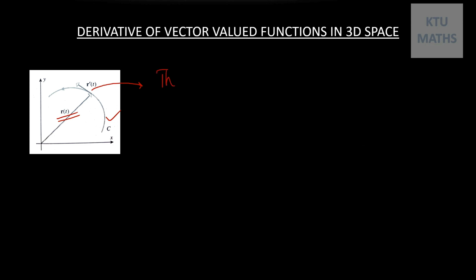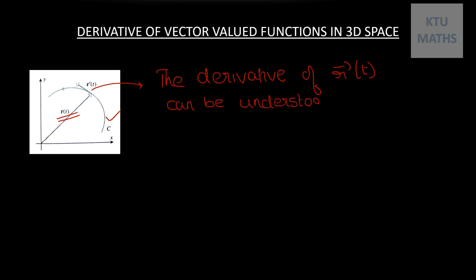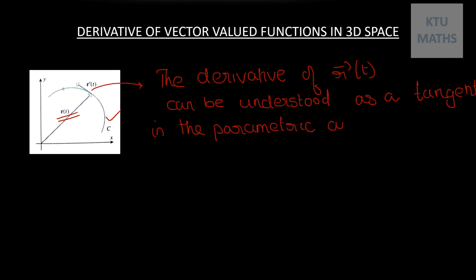The derivative of vector valued function r(t) can be understood as a tangent in the parametric curve at the terminal point.